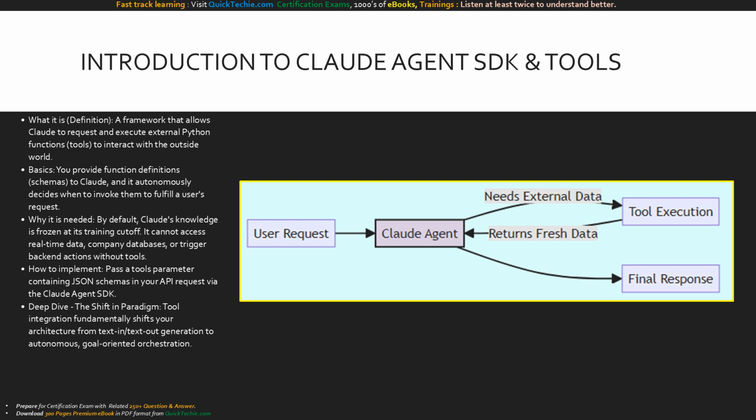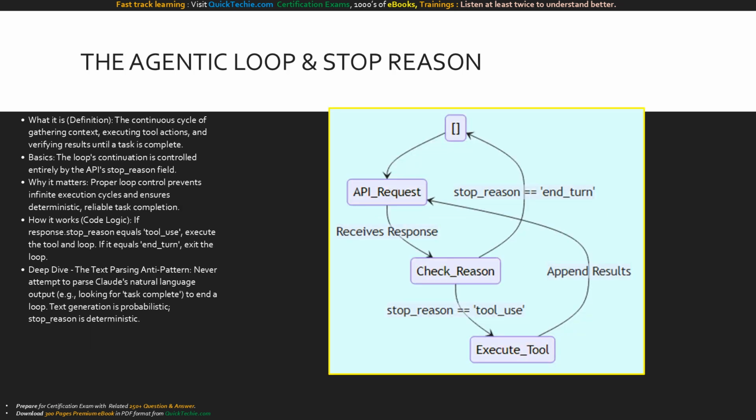Looking at this flowchart, you can see the transformation from a basic query to an agentic workflow. The user makes a request. Claude analyzes it, realizes it lacks the necessary context to answer accurately, and requests a tool execution. Your local system fetches the fresh data, feeds it back to the model, and Claude then generates a fully informed, highly accurate final response. Now, how does this actually run in code?